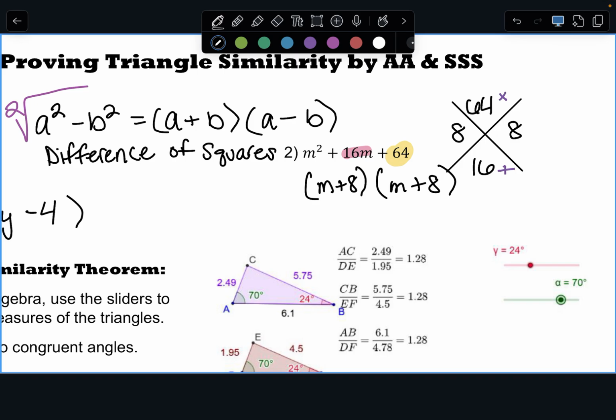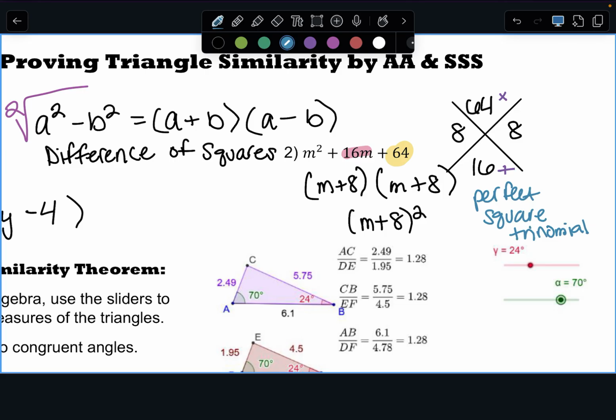Also, since these numbers are the same, this is like m plus 8 times itself. So I could also write this as m plus 8 squared. M plus 8 times m plus 8 is m plus 8 squared. You have two of them, and we're multiplying. Which also means I could call this something called a perfect square trinomial. Perfect square because it's equal to something squared.